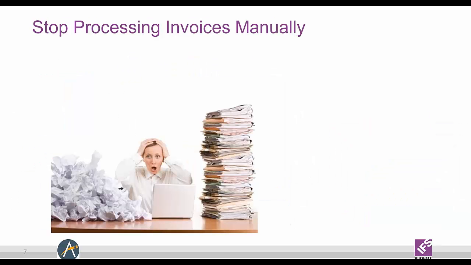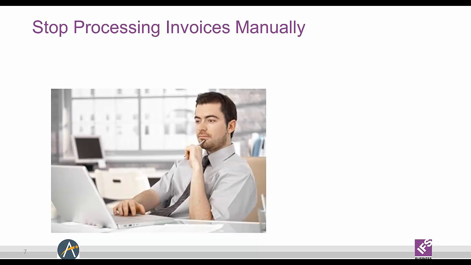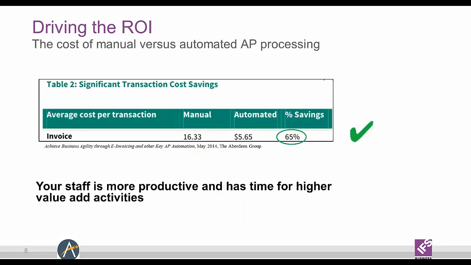So the objective, of course, is to stop processing invoices manually, to get as close to touchless invoice processing as possible, so that your AP staff, instead of pushing the process, is only intervening where human judgment is necessary. The ROI is very significant. The numbers here come from the Aberdeen Group: 65% savings with automated AP processing. I could show you similar numbers from Forrester, from Paystream, and from other leading analysts. But that's the value of it. And of course, your staff is then more productive and has time for higher value-add activities.